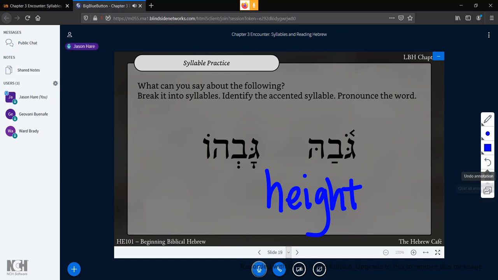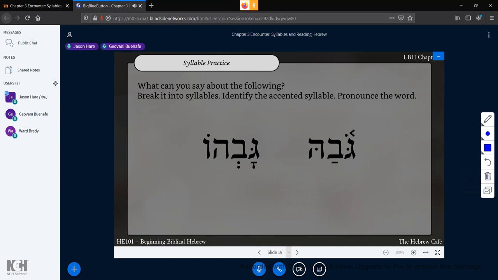Giovanni, you want to tackle it? Yeah. I give it to you because of the Kamatz Katan. I want to give it to you because of that one. You should be able to draw, I think. Yeah, there you are. So divide it here. Gova. Yes, Gova means height or tallness. It's the same pattern as Kodesh, holiness. This is tallness, Gova.